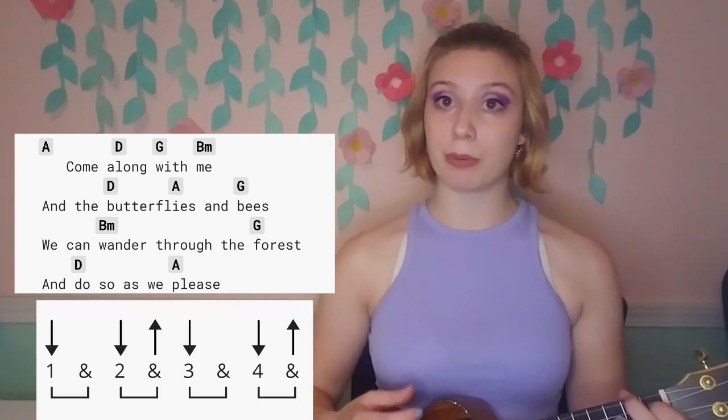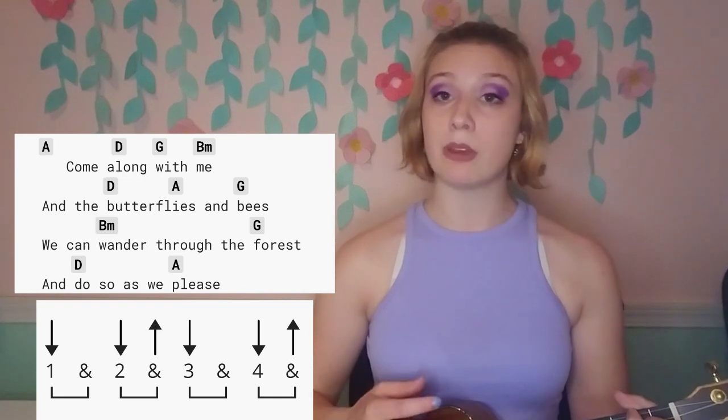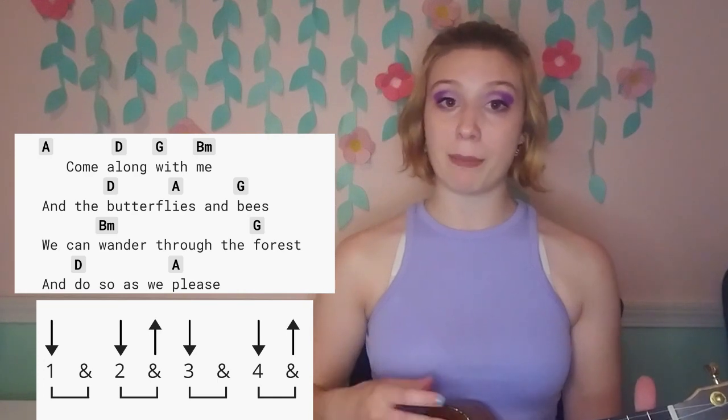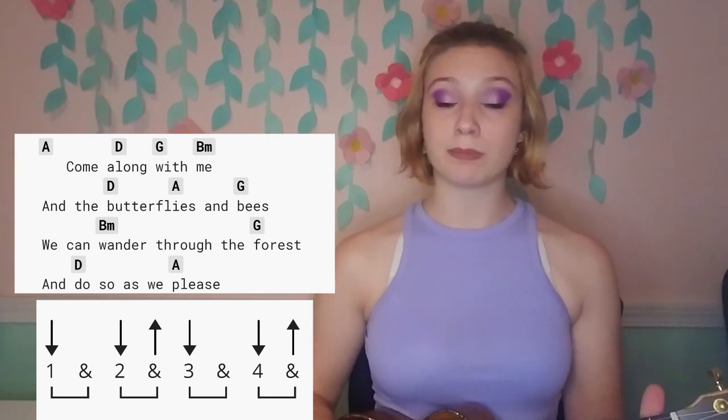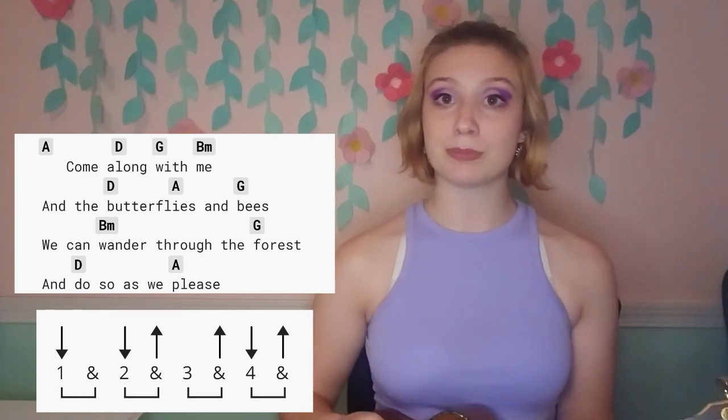So let's take a look at the first verse and see how those strumming patterns fit in. We're starting on an A chord, and we're starting with that down, down, up, down, down, up. So our first line is going to be on an A, down, down, up, down, down, up. Switch to D, same strumming pattern. Again on G, same strumming. And then you go to B minor, and that B minor switches to your down, down, up, down, up.